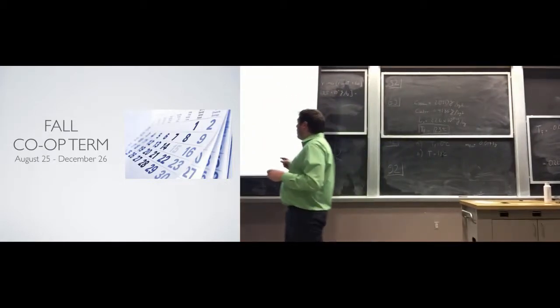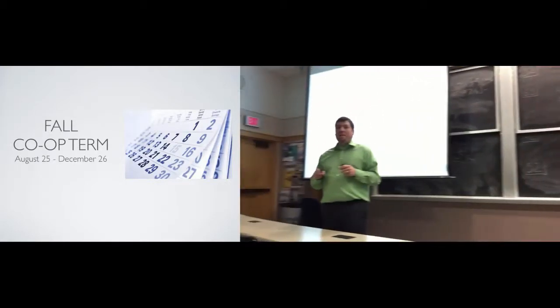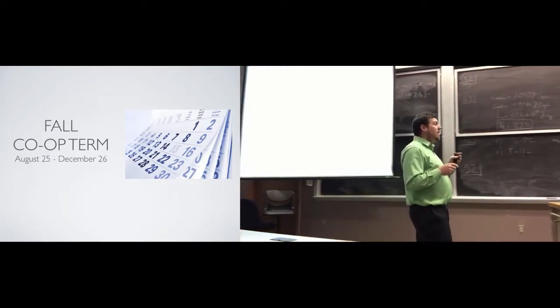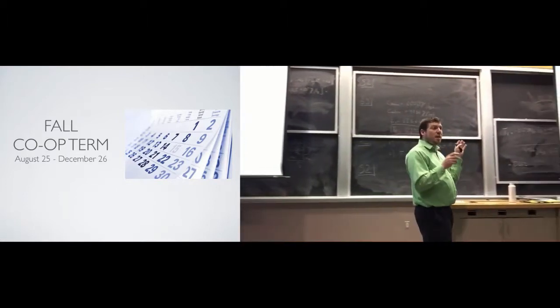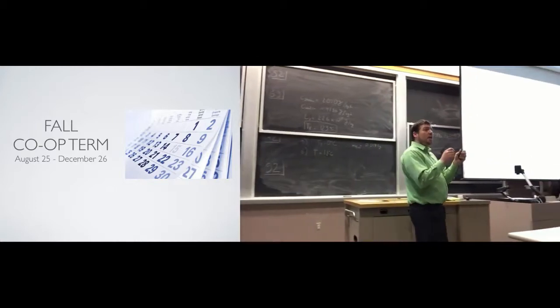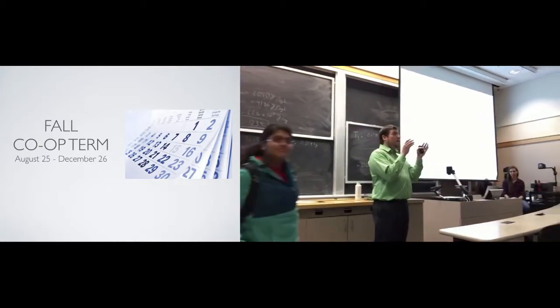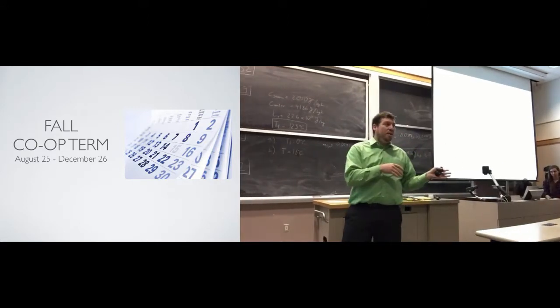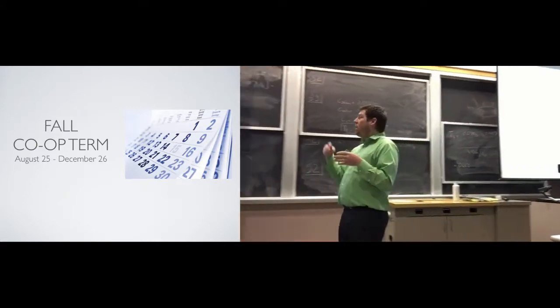The fall co-op term is August 25 through December 26th. So if you're co-oping in the fall, those are the dates you need to know. Co-ops have to start on those dates and around those dates almost perfectly. The co-op term has to be 13 weeks. So sometimes I allow students 5 days before the deadline, 5 days after the deadline on either side of those dates.